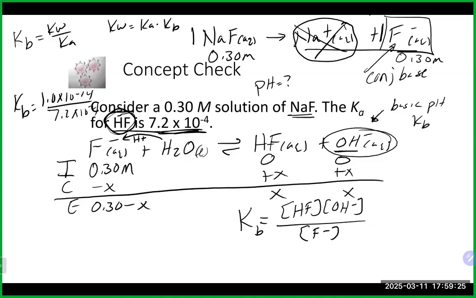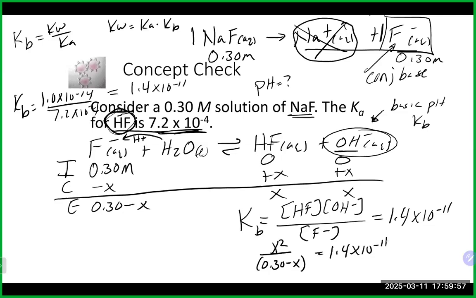It'll be all right. 7.2 minus 4. All right. So I think we got for a Kb in this case, I don't know, we'll go 1.4 times 10 to the minus 11. Sounds good. So again, we want to use that as 1.4 times 10 to the minus 11. We're now going to put our X values into this. So that'll give us X squared divided by 0.3 minus X equals 1.4 times 10 to the minus 11.